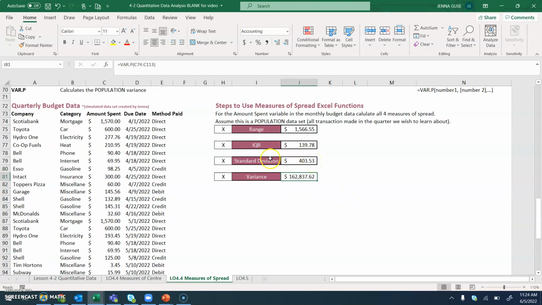Notice that it is extremely large because it would actually be measured in dollars squared. So the range, IQR, and standard deviation are all measured in dollars, but the variance would be dollars squared. So it is much larger. And that is the faster way of calculating our measures of spread using Excel functions instead of the theoretical formulas.